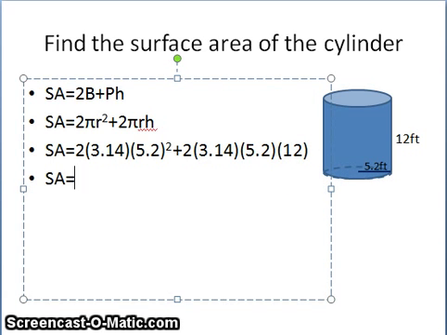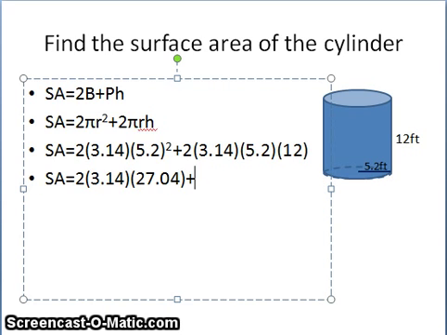Again, order of operations, so parentheses, there's nothing in parentheses really. I mean, those are just multiplications there. But I do need to do exponents first, so I'm going to go ahead and do that. So 5.2 squared, and yes, I'm using a calculator, that is okay. 27.04. And then plus, okay, now this other term here, I can just go ahead and multiply all of that together. So I'm going to do 2 times 3.14 times 5.2 times 12.